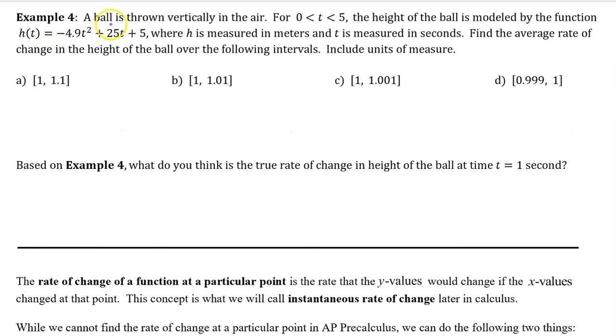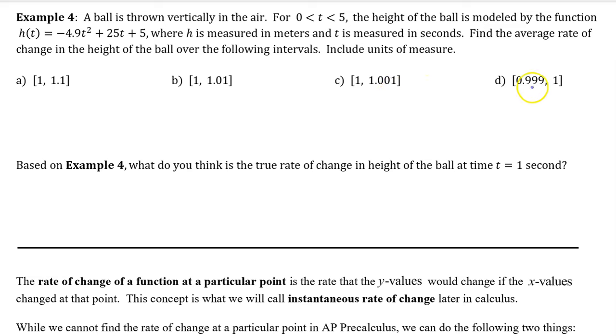Example 4. A ball is thrown vertically in the air. For times between 0 and 5, the height of the ball is modeled by the function h of t equals negative 4.9 t squared plus 25t plus 5, where h is measured in meters and t is measured in seconds. Find the average rate of change in the height of the ball over the following intervals. Include units of measure.